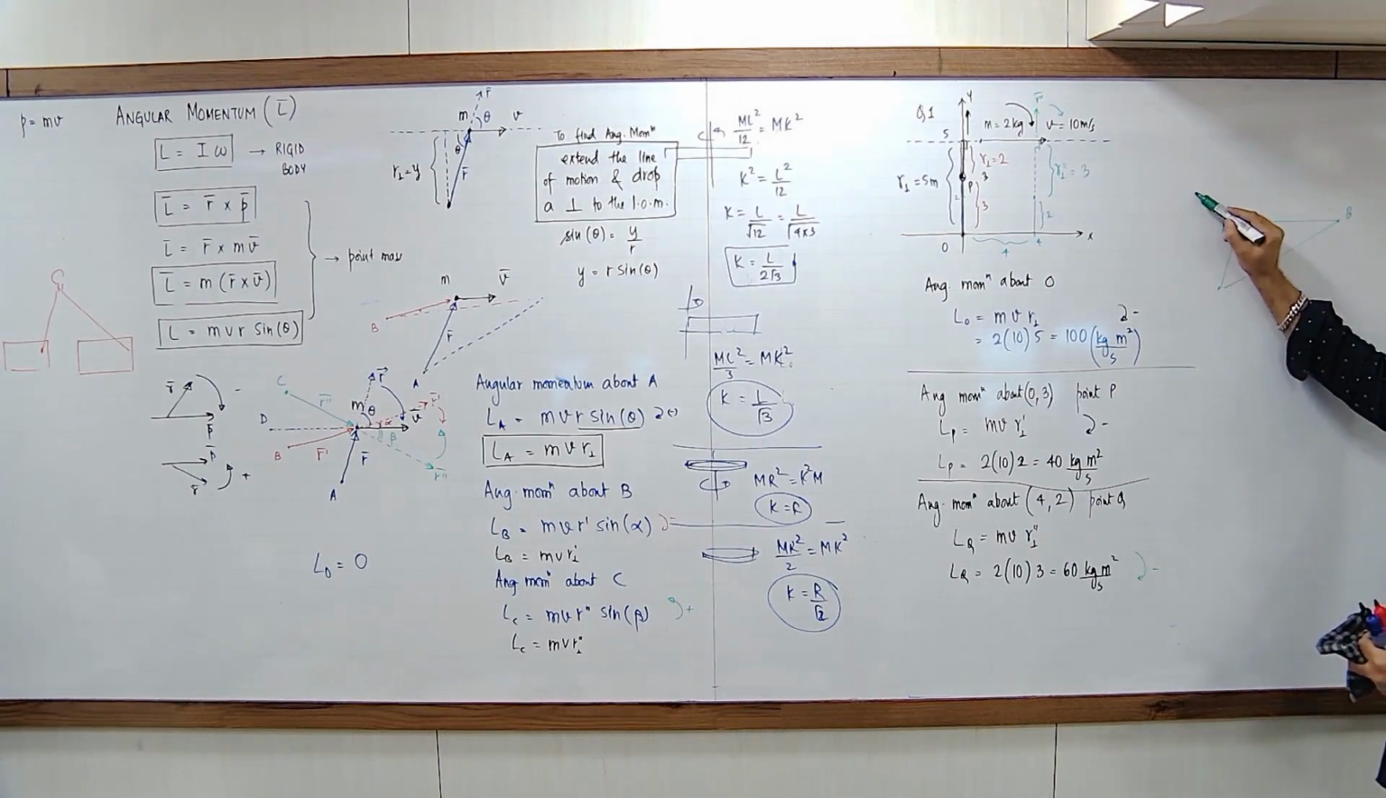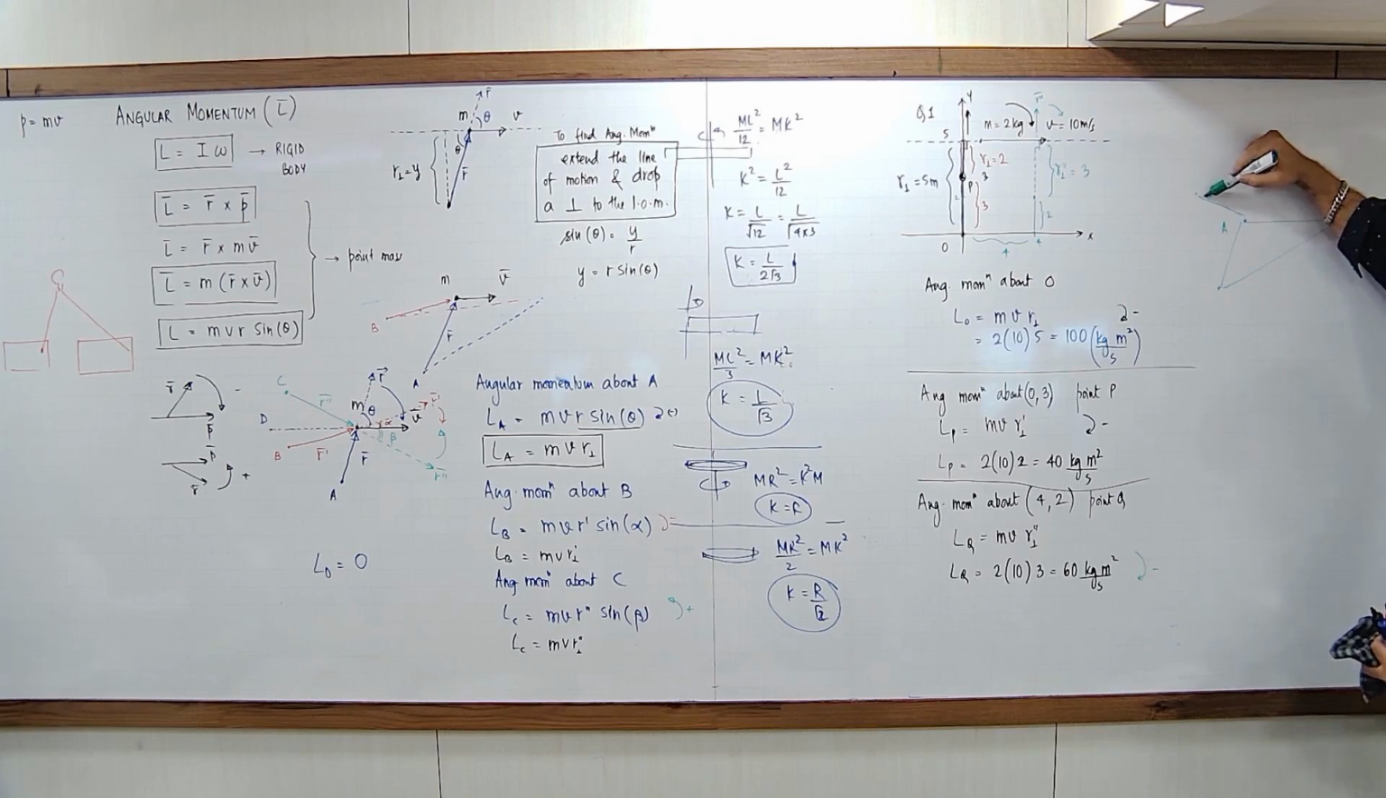If you happen to look from here, will your angle be the same or different? Different. If you look from here, is the angle different over here? So why is angular momentum different? The angle subtended is different. So the angular momentum also will be different. Has everybody understood this over here?